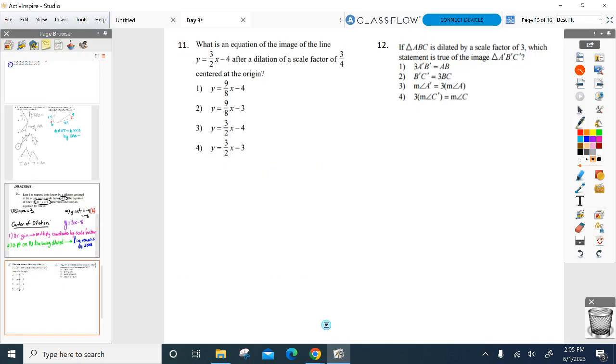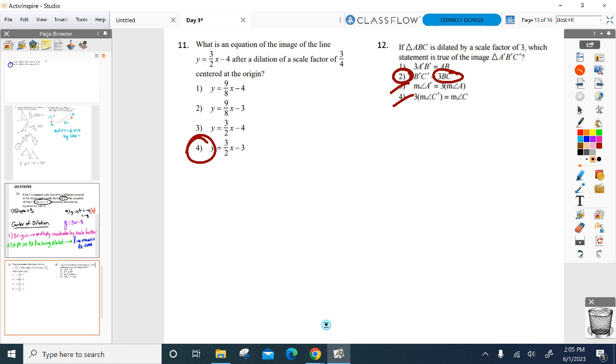For number 11, they remain parallel, so your slope should still be 3/2. You multiply your previous y-intercept by 3/4, and we get choice 4. For 12, I'm dilating. Angles remain congruent when you dilate. So 3 and 4 are out. Which one is it between 1 and 2? Well, number 1 says multiply your image by 3. So now I'm making the image even bigger. That's why I multiply the original sides by 3 to get to the image.